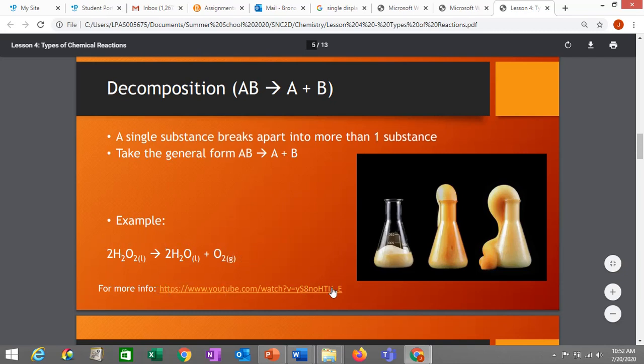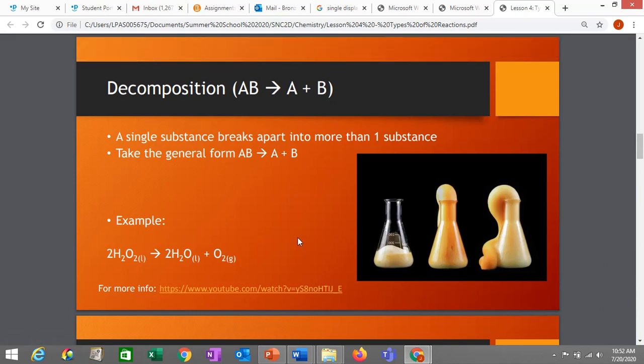There's a useful video on this. If you want to see this in a little bit more detail, explained a little bit more, you can watch this video. But basically what I'm going to expect is just you can look at a reaction and tell me, is it synthesis or is it decomposition, and can you balance the equation?